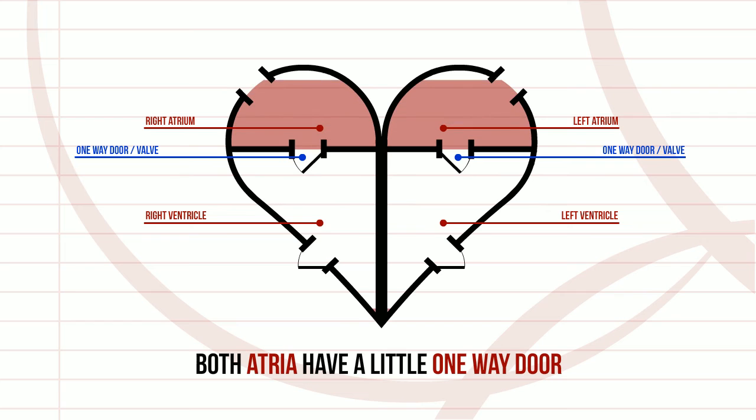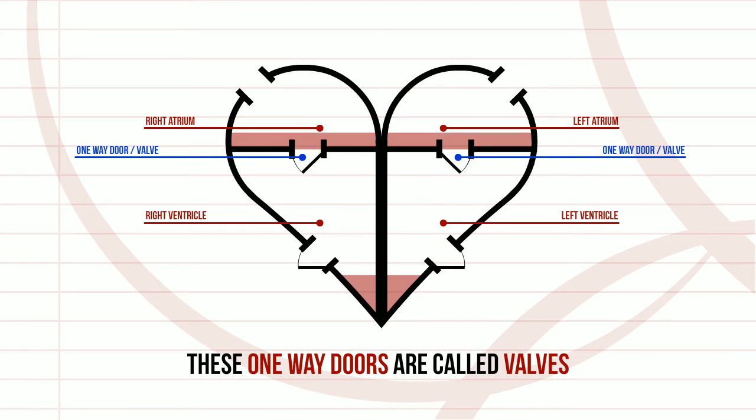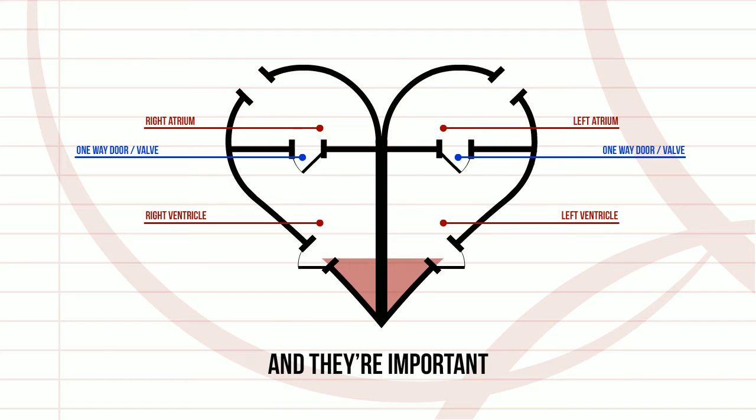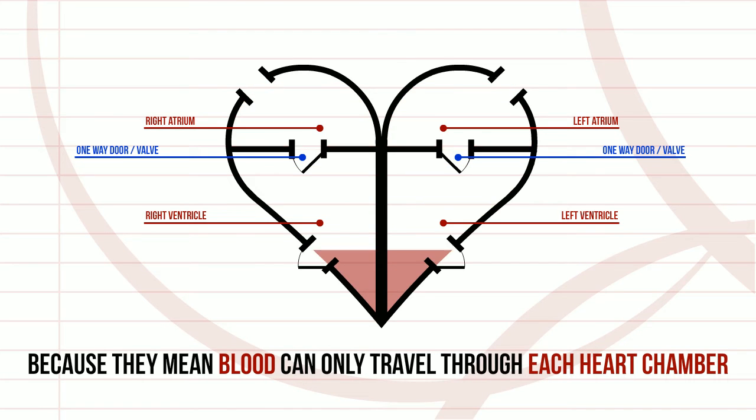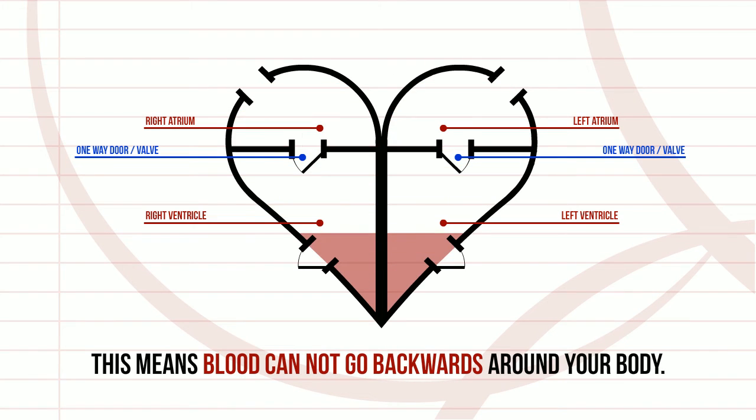Both atria have a little one-way door that connects them directly to the corresponding ventricles below. These one-way doors are called valves, and they're important because they mean blood can only travel through each heart chamber in one direction. This means blood cannot go backwards around your body.